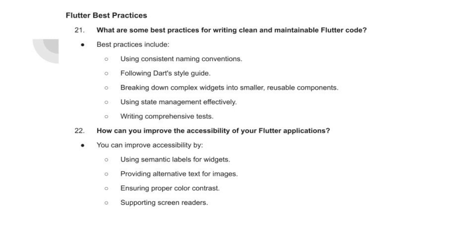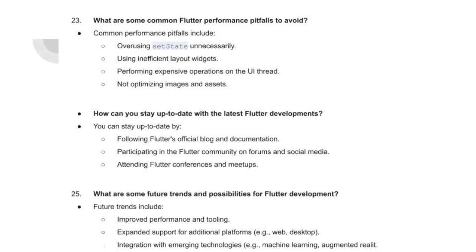How can you improve the accessibility of your Flutter applications? You can improve accessibility by using semantic labels for widgets, providing alternative text for images, ensuring proper color contrast, supporting screen readers.